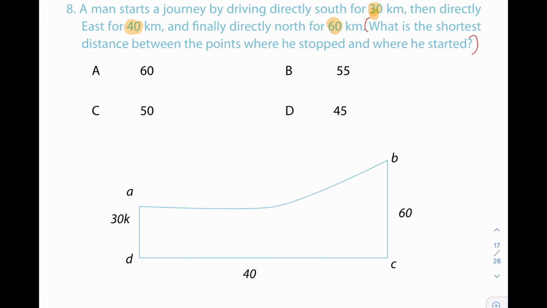I personally recommend you guys to highlight the question so that you don't get sidetracked on what you're being asked for. So what is the question? The question is saying, what is the shortest distance between the points where he stopped and where he started? So from the point he started till the point he stopped, what is the shortest distance? It's worded in a weird way here, but same meaning.